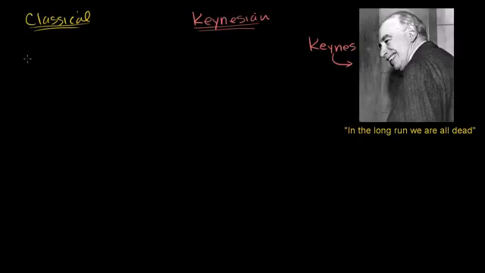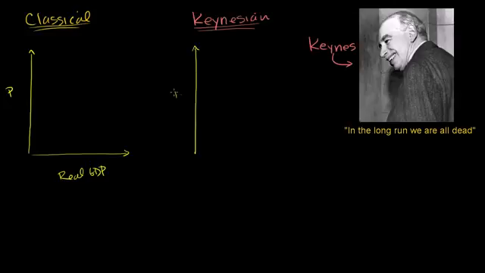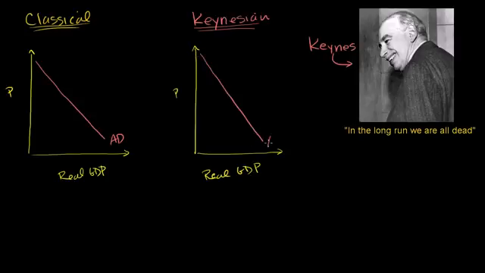So in classical economics, I'm going to use aggregate demand and aggregate supply in both. So this is classical, this is price, this right over here is real GDP, and I'm going to do it for the Keynesian case as well. So this is price, and this right over here is real GDP. Now, in both views of reality, or both models, you have a downward sloping aggregate demand curve for all the reasons that we've talked about in multiple videos. That is aggregate demand right over there.